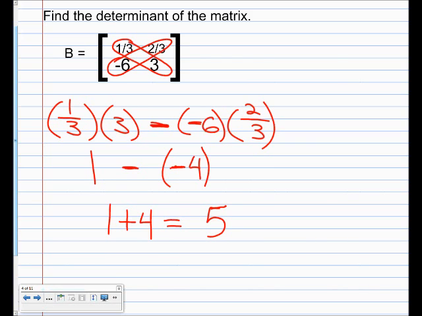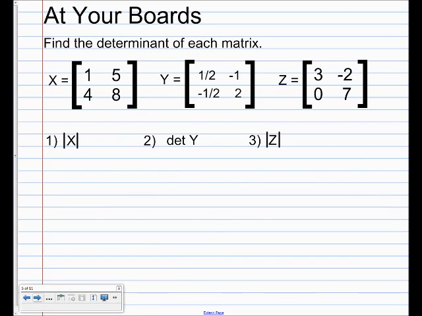Before I send you to the boards, take a look at the notation for what I'm asking you to do. Look at number 2. What does it say in number 2? D-E-T, which represents the determinant. But what about in 1 and 3? What I'm asking you to do for matrix X, matrix Z? It looks like absolute value. Well, we're not doing absolute value today. So anytime you see absolute value symbols with matrices, it wants you to find the determinant. The determinant.